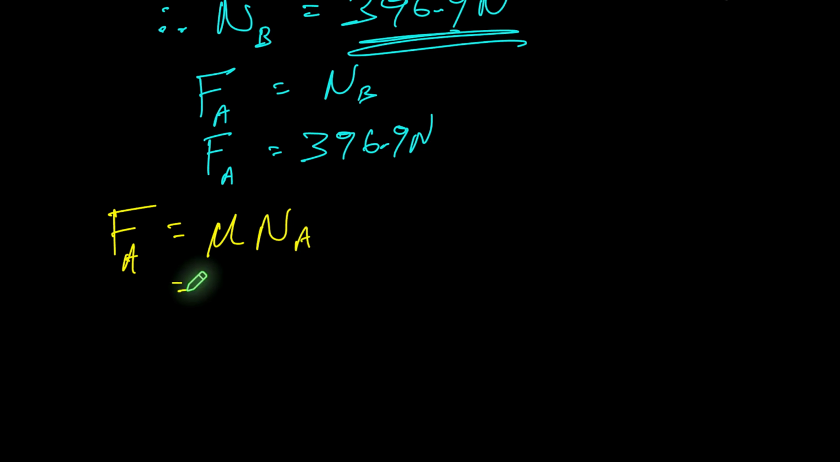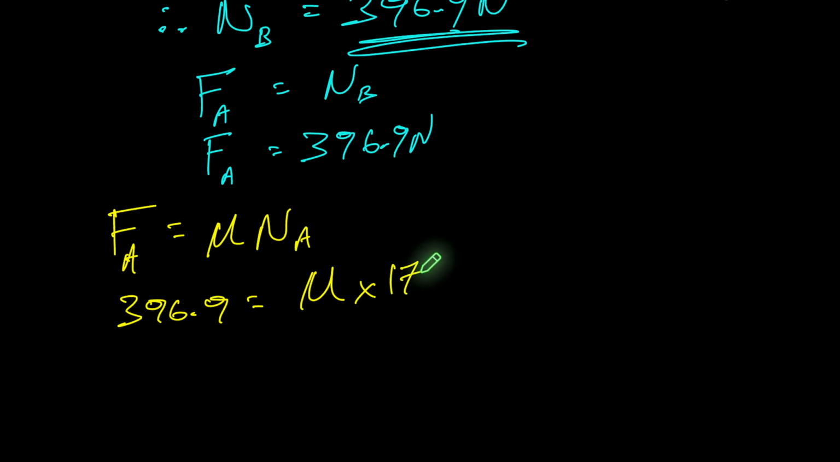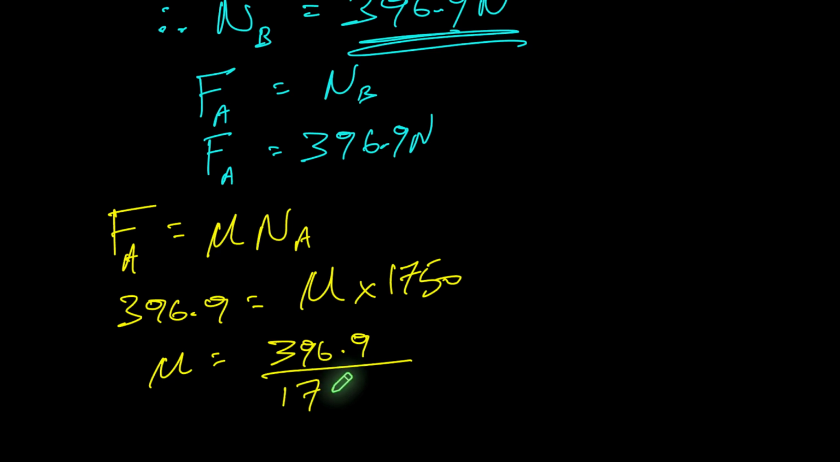So let's do the substitutions now so we find what the friction here is, and I'll explain to you what these values represent. So we have FA as 396.9, and that's going to be equal to our coefficient of friction multiplied by the 1750 that we got for NA. So to get the coefficient of friction, we would simply do 396.9 divided by 1750, and that gives us 0.227. I'll keep to 3 decimal places.